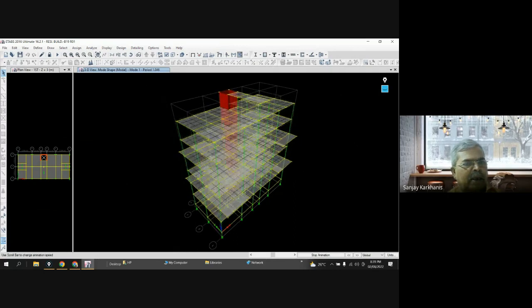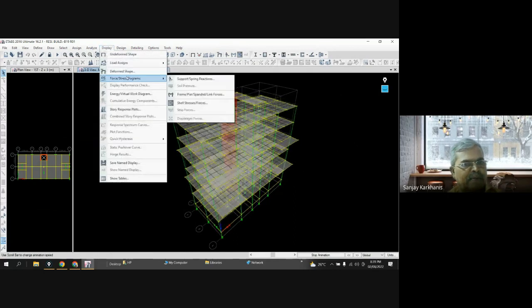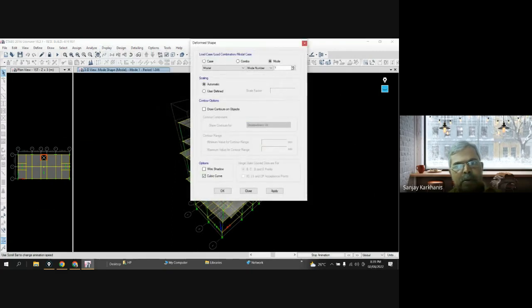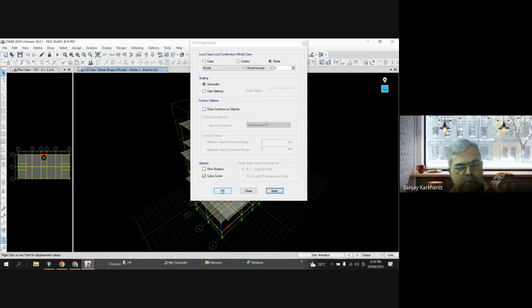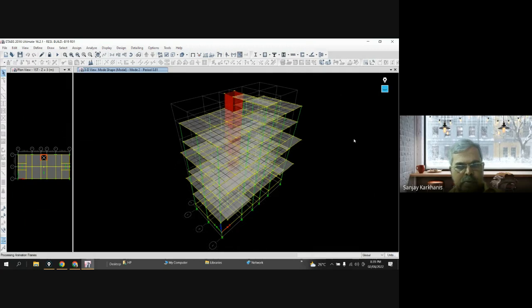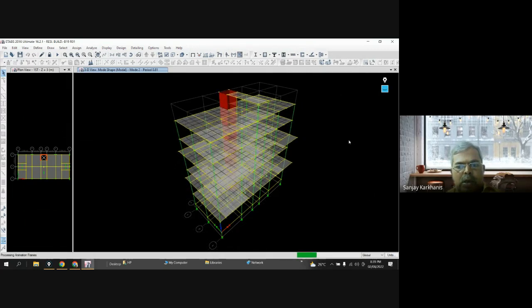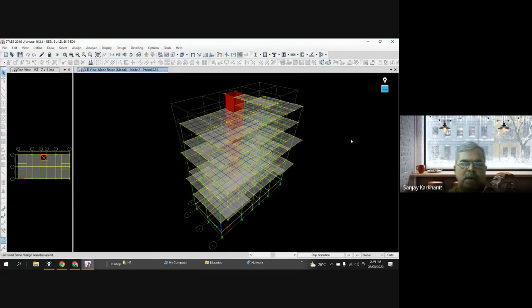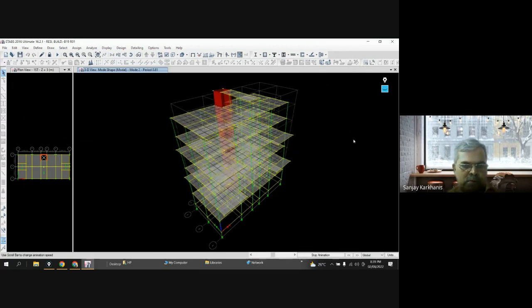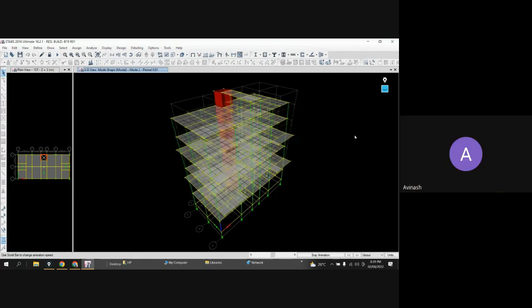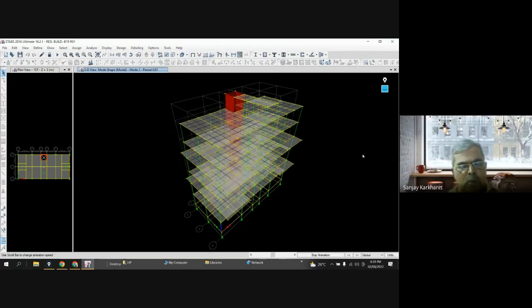Let us go quickly and see other modes. Deform shape. Go on mode number 2. This is your mode number 2. Clear? Yes, sir.